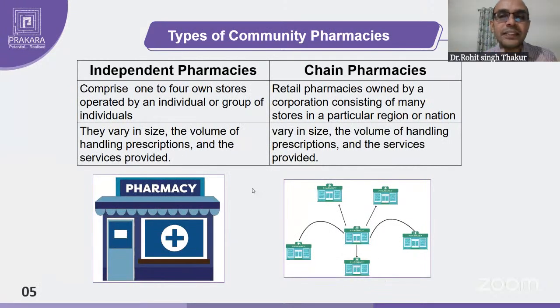Now, when these services are given to the patient, you have to broadly know the types of community pharmacies. Usually the classification falls into two broad categories. One is the independent pharmacy. The other category is chain pharmacies.